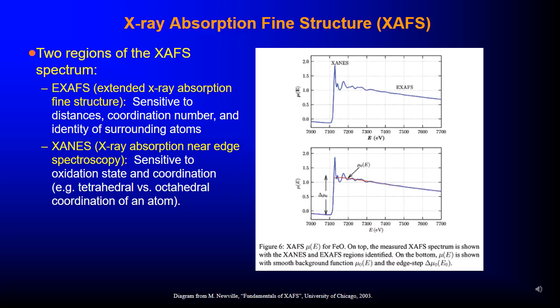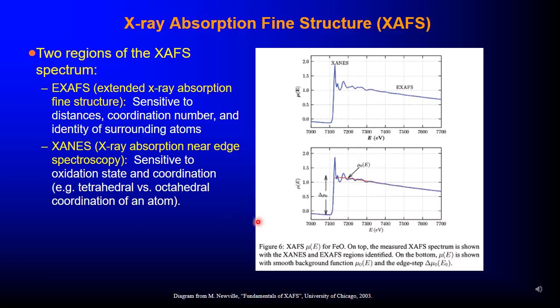Two regions of the X-ray absorption fine structure spectrum. So we have the extended X-ray absorption fine structure, which is sensitive to distances, coordination number, and identity of surrounding atoms. Then we have X-ray absorption near edge spectroscopy, sensitive to oxidation state and coordination, for example, tetrahedral versus octahedral coordination of an atom.